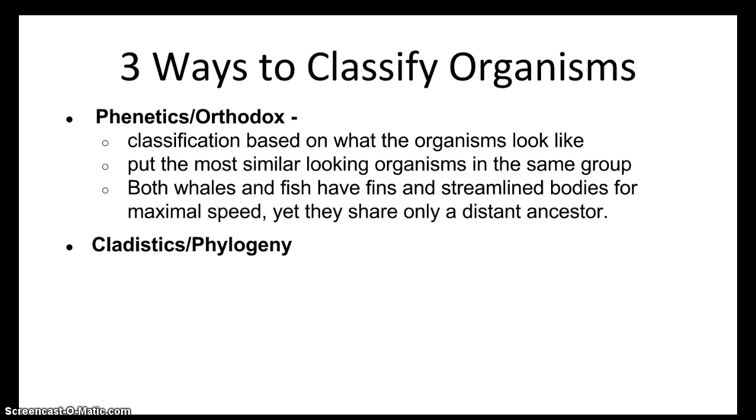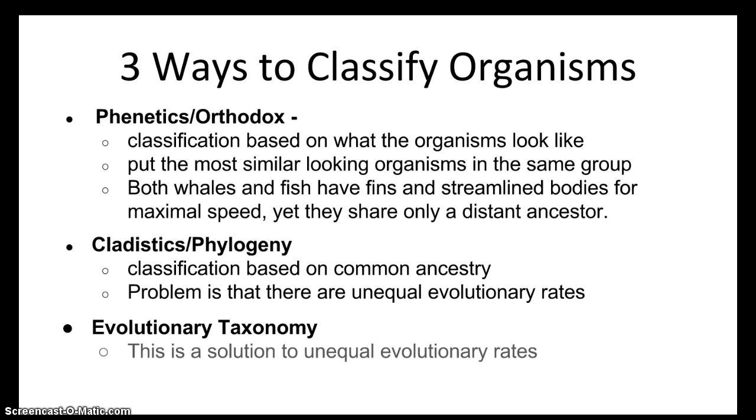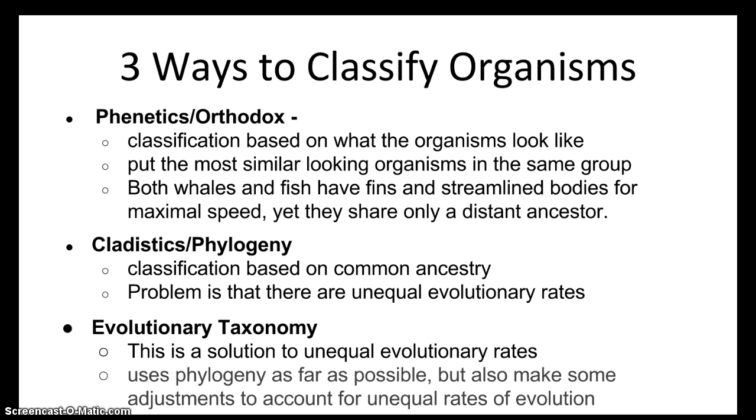The next way to classify organisms is cladistics or phylogeny, and this is based on common ancestry, which is done very commonly. But the problem with this one is that there's sometimes unequal evolutionary rates, so that becomes difficult. And the third way is called evolutionary taxonomy, and that kind of solves the unequal evolutionary rate problem. But it does this by using phylogeny as far as possible, but then it makes some adjustments to account for those unequal rates of evolution.